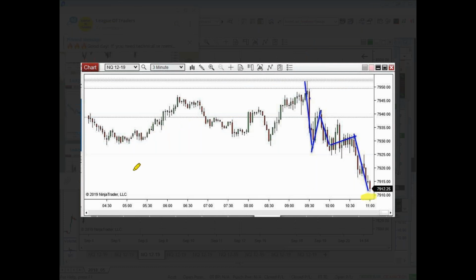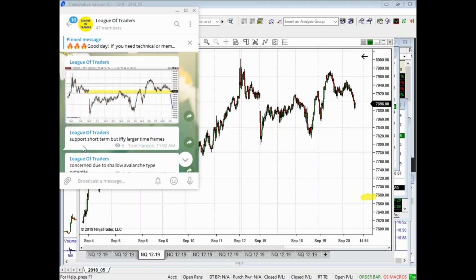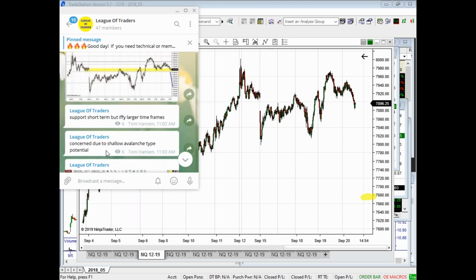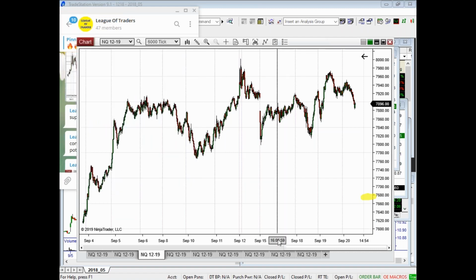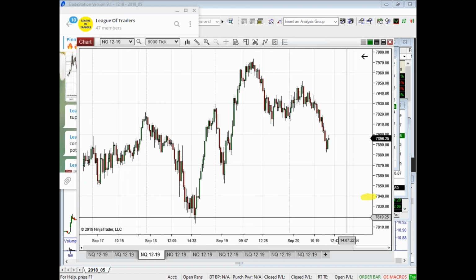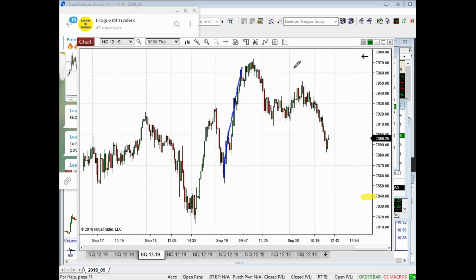So even though we had support here, I put a notice. I'm like, you know what? Support here short term, but iffy larger time frames, concern due to shallow avalanche type potential. So last week we were looking at the shallow avalanches. And what we get with a shallow avalanche is you get the really strong momentum on the upside. Then you get a little bit of a slower move on the correction.